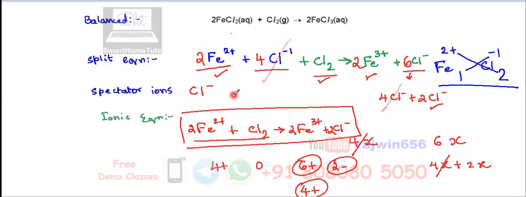If you have any questions, you can ask me. This is your final answer for writing the ionic equation, and the spectator ions over here are Cl minus. Basically what I've done over here is split up whatever the aqueous parts are by considering proper balancing, and then I have cancelled out the spectator ions, and whatever is remaining, that is the ionic equation. If you have any questions, you can ask me.